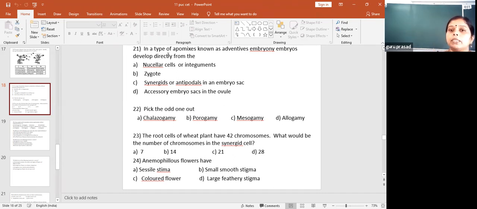In a type of apomixis known as adventive embryony, embryos develop directly from nuclear cells or integuments. Correct option. Zygote? No, formation of zygote is not taking place at all. Synergids and antipodal cells in an embryo sac? No, synergids and antipodal cells will never be involved in formation of apomictic seeds. Okay. Accessory embryo sacs in the ovaries. So correct option is nuclear cells or integument cells involved in the formation of embryo without fertilization.